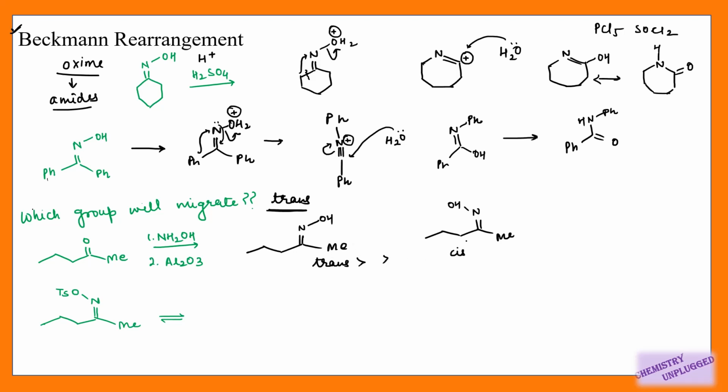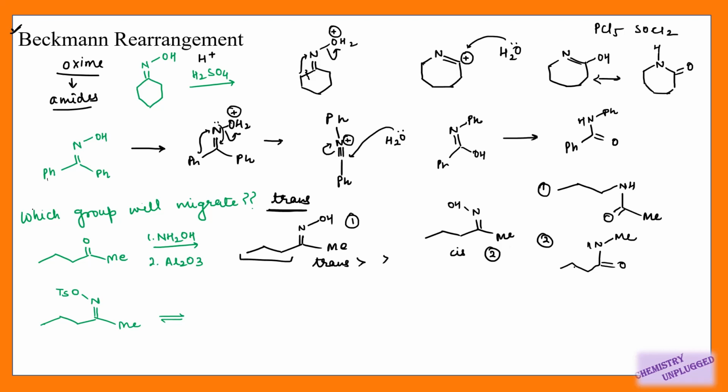And if we are doing Beckmann rearrangement over trans, suppose this is 1, and if we are doing Beckmann rearrangement using this first oxime, then this group which is trans to this OH will migrate preferentially, and it will migrate to attach with this nitrogen, and we will get this molecule. And if we are using this cis oxime, second one, then we will migrate this methyl group which is trans to this OH, so we will get this amide.